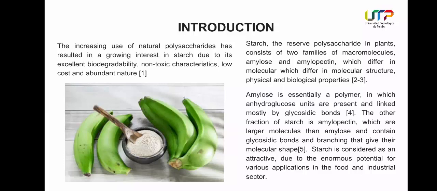Amylose is essentially a polymer in which glucose units are present, mostly linked by glycosidic bonds. The other starch fraction is amylopectin, which has larger molecules than amylose and contains glycosidic bonds and branching that give its molecular shape. On the other hand, bioplastics share characteristics with those made from petroleum derivatives.